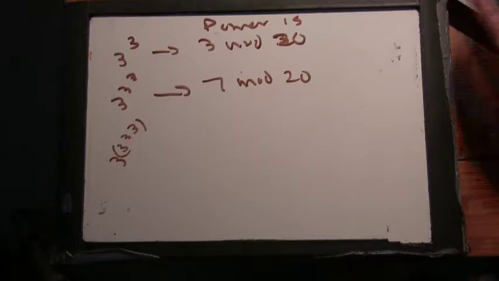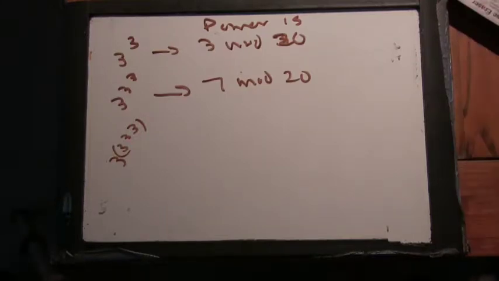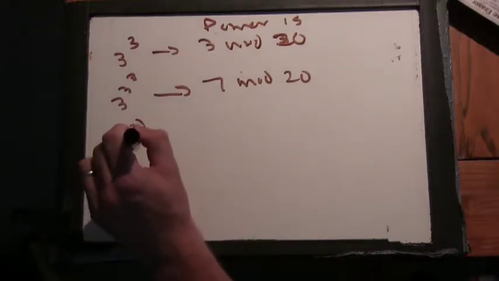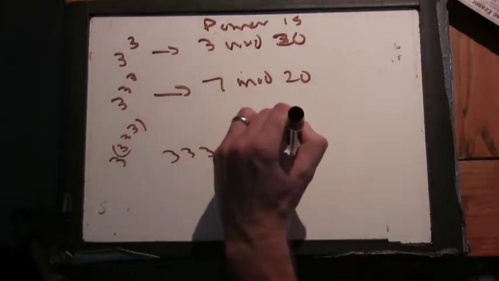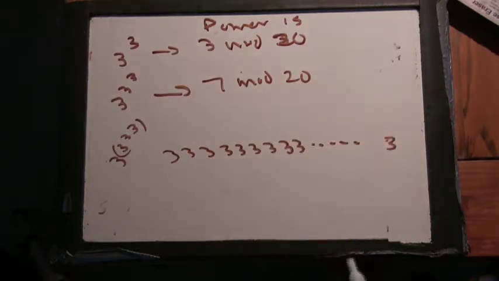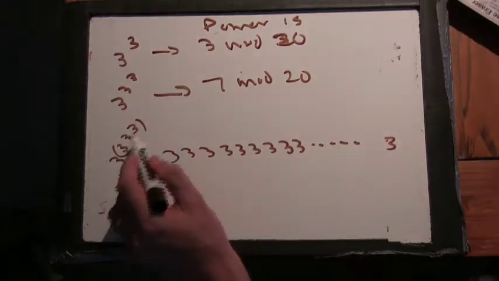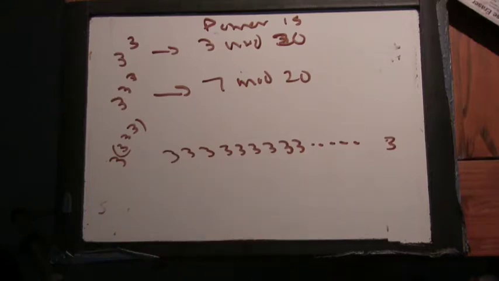That power. So now, maybe we can try the same trick we did before, where we write out the series. So this is going to be a very long chain of threes. In fact, it's 3 to the 27th chain of threes, which is about 7.6 trillion threes.